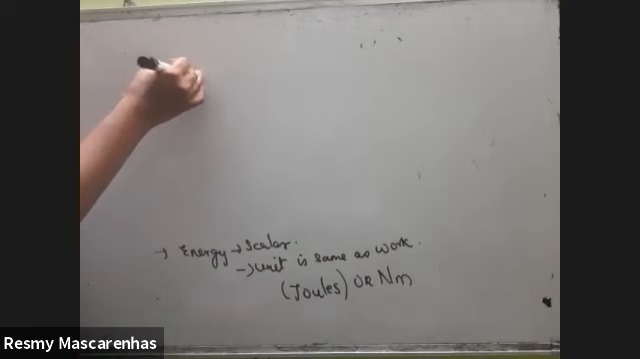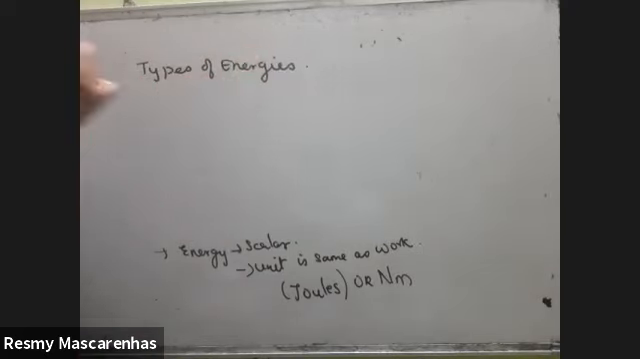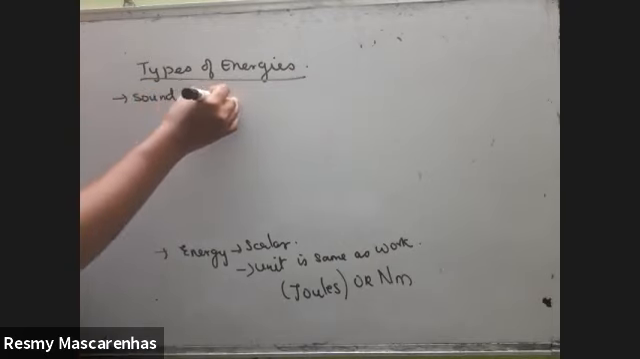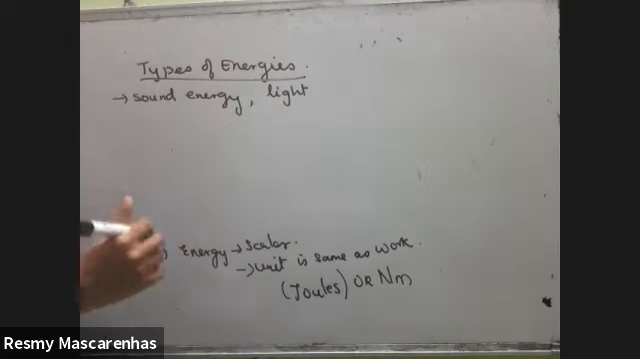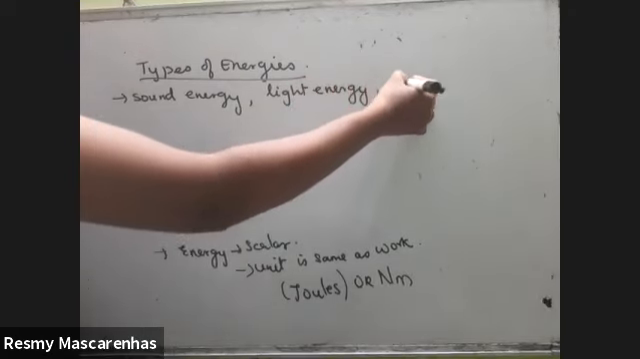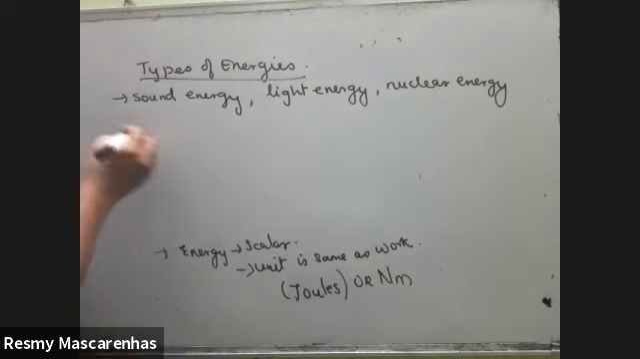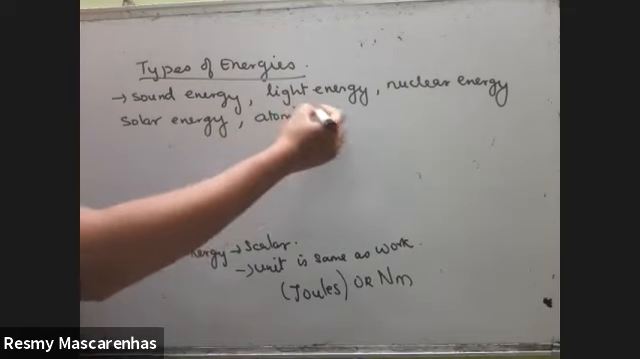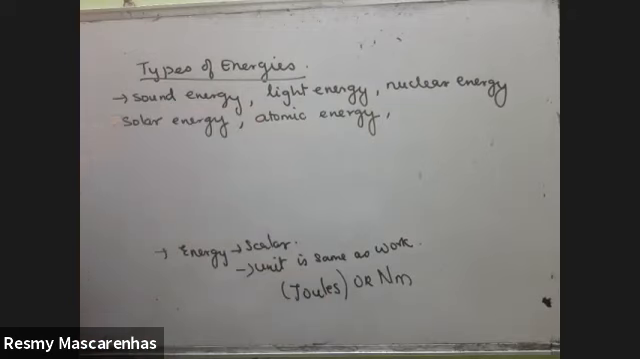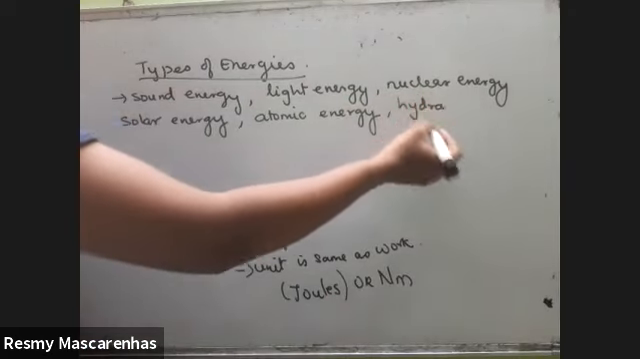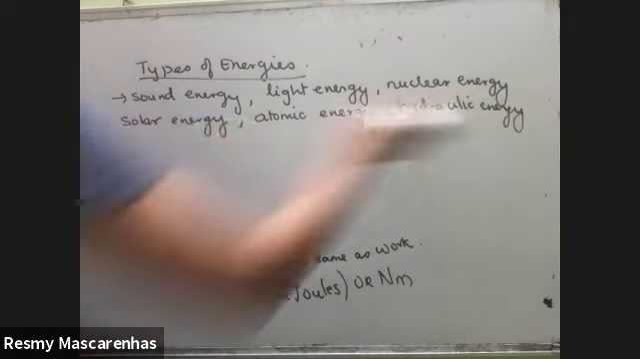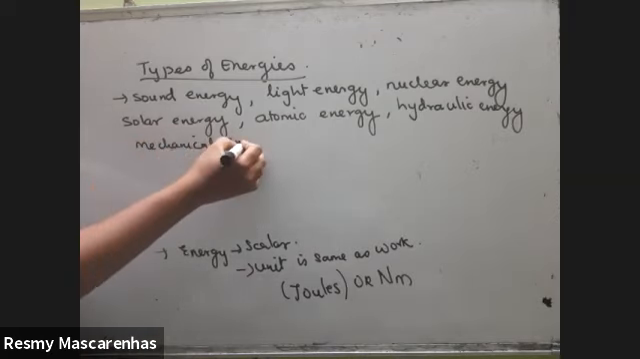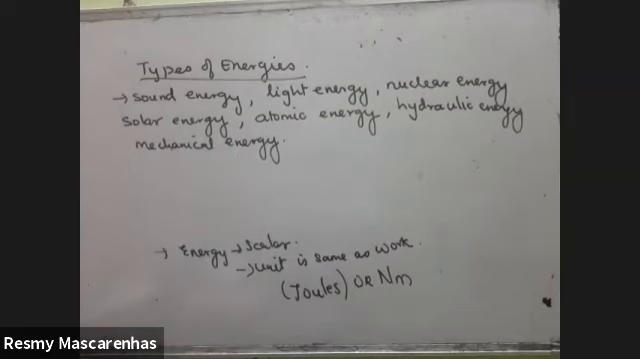So definitely there will be various types of energies. Some examples would be sound energy, light energy, nuclear energy, solar energy when it comes from the sun, atomic energy when it's from the elements, hydraulic energy meaning water, wind energy, various forms. These are just some examples, and also mechanical energy. What we will be studying in detail is the mechanical energy.